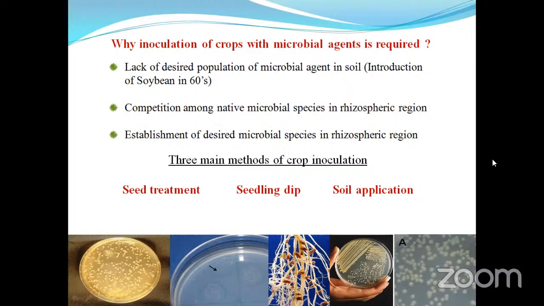So there are three main methods of crop inoculation: seed treatment, seedling dip, and soil application. Mostly the easiest method is the seed treatment method, and then the seedling dip, and then soil application.